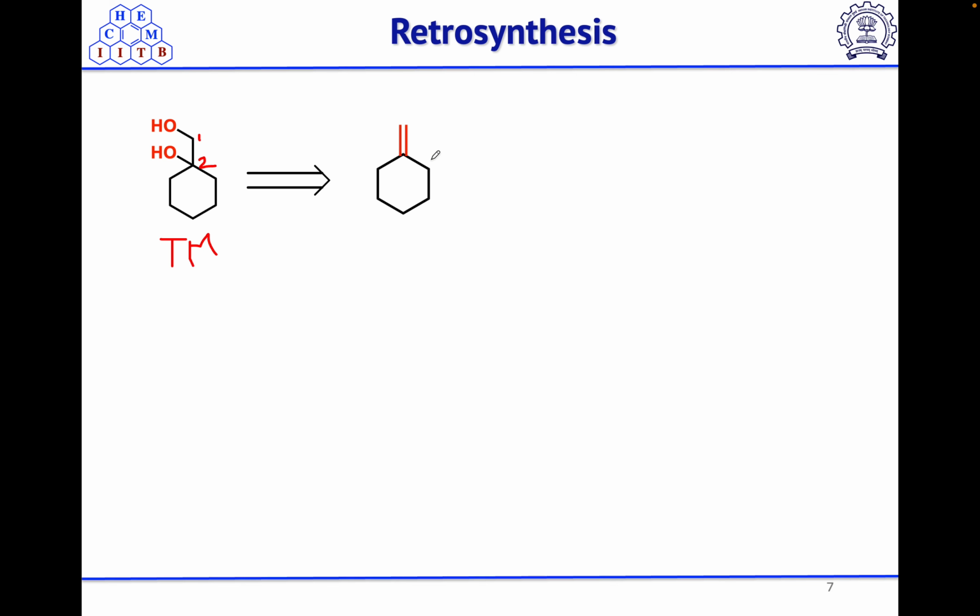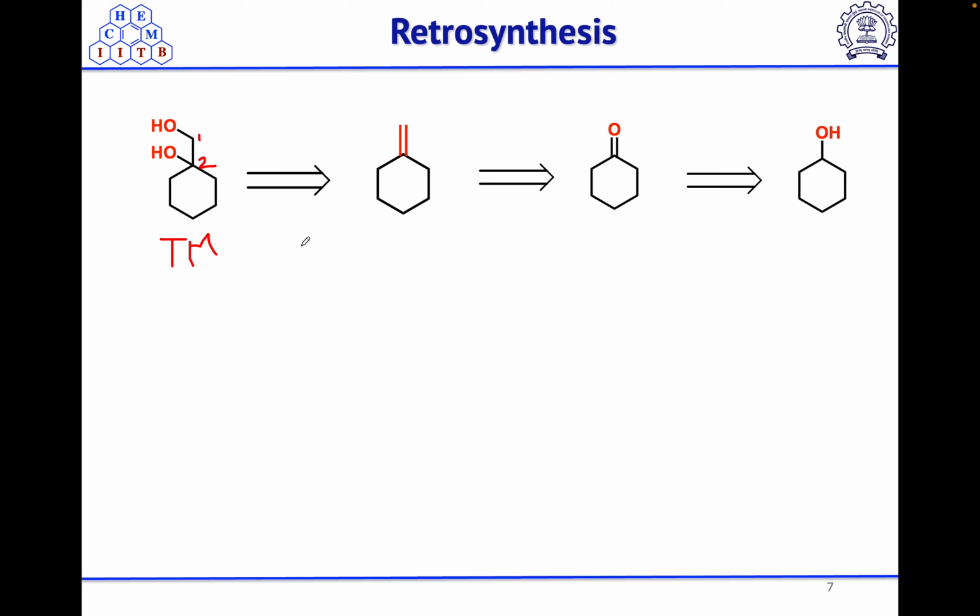Now this olefin, from where can we get it? Very interestingly, this olefin you can get from a carbonyl compound. If you do the Wittig reaction, the methyl Wittig reaction, on this carbonyl compound, we will easily get this olefin. Similarly, this carbonyl compound we can get from the corresponding alcohol via oxidation.